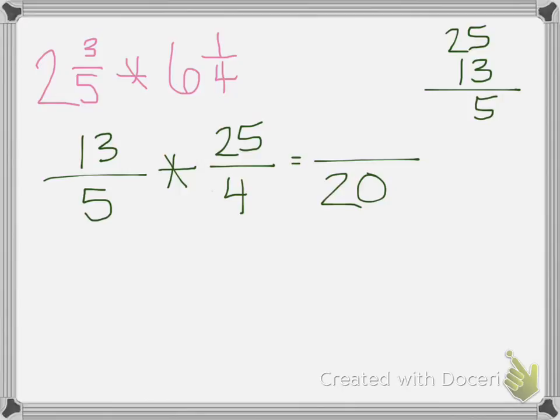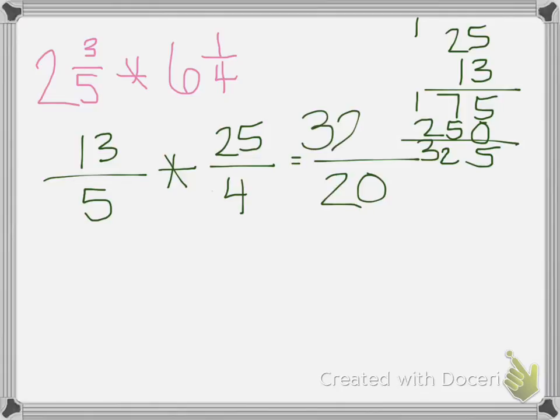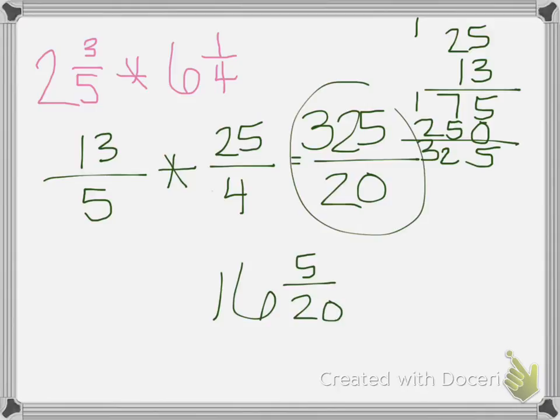3 times 5 is 15. 3 times 2 is 6, plus 1 is 7. 1 times 5 is 5. 2 times 1 is 2. 7 plus 5 is 12. So the answer would be 325 twentieths. Or 20 goes into 325 16 times with 5 left over. So you could leave it as an improper fraction or turn it into a mixed number.